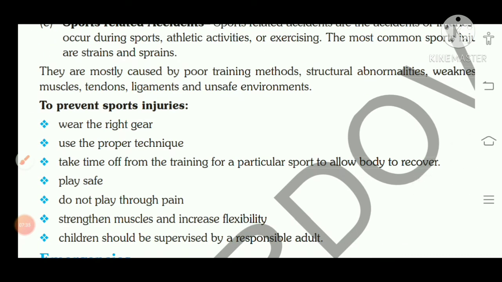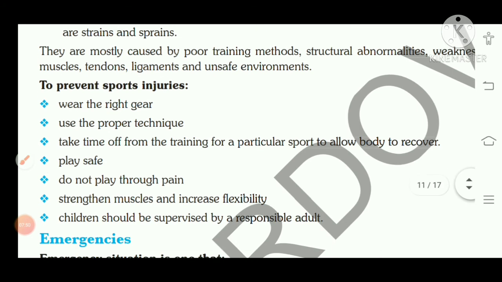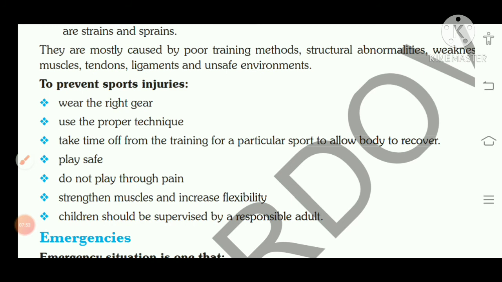First is wear the right gear. You are all sports players, na? You know that these are things we have to follow so that we can prevent ourselves from these sports injuries. So first is wear the right gear and use the proper technique. If you are playing something, there must be an attendant or a PTA teacher who will tell you how to deal with the situation and how to tackle the equipment. And take time off from the training for a particular sport to allow your body to recover. So if something happens, you will give proper rest to your body.